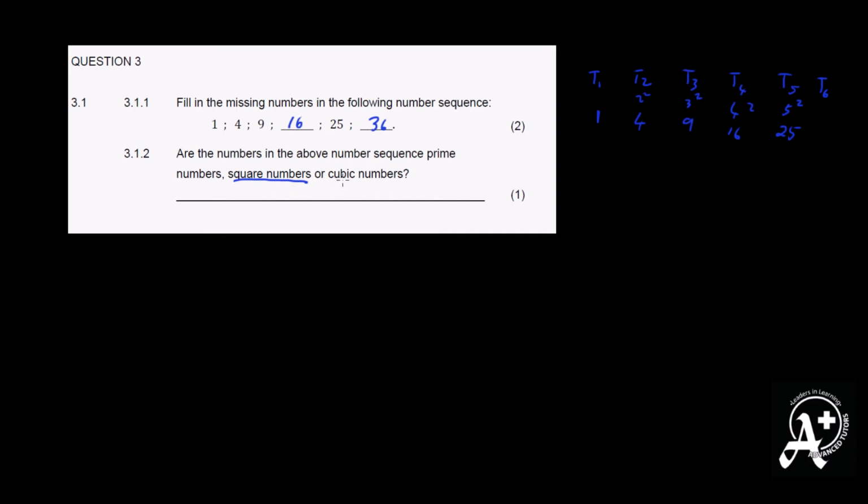Let's just make double certain that it's not cubic numbers. So 1 cubed would give me 1. So it does work for the first case. But 2 cubed would be 8. So we already know that it doesn't work there. And we've got that 3 cubed would give me 27, which is definitely not 9. So it is in fact square numbers.